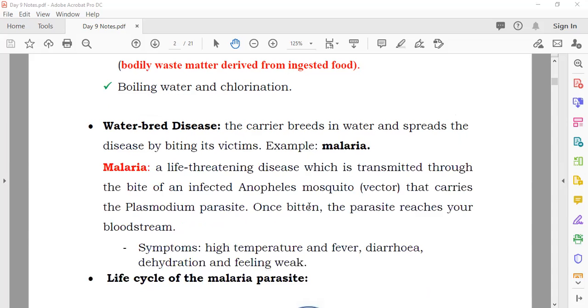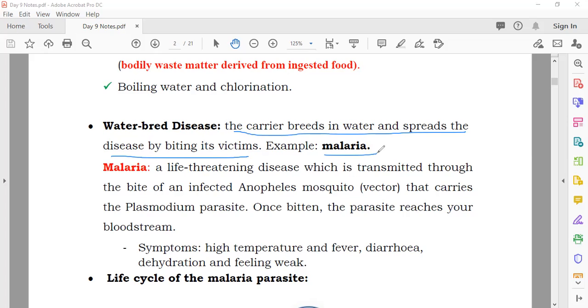Now the water-borne diseases. They're saying that the carrier breeds in water and spreads the disease by biting its victim, especially like malaria. Malaria is also a disease which can spread by the water.